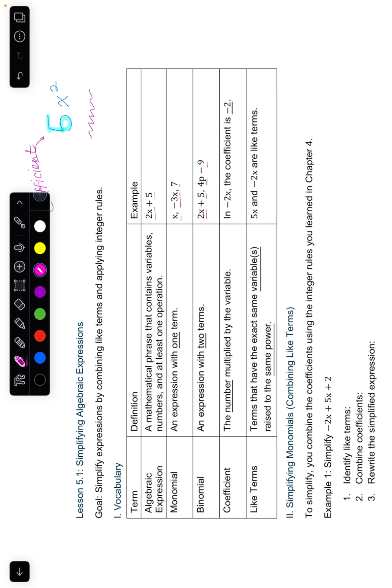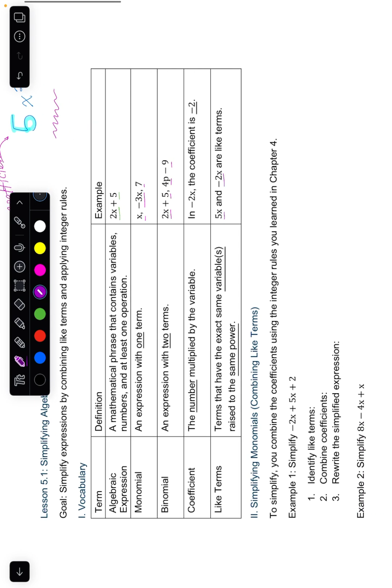Next are like terms. Like terms are terms that have the exact same variables raised to the same power. And our example would be 5x and negative 2x. Those are both like terms because they have the same variable, which is x, and they're raised to the same power. So the power on that x is 1. And that's why those are like terms. Let's give another couple examples below. So 3x and x are like terms. They are both like terms.